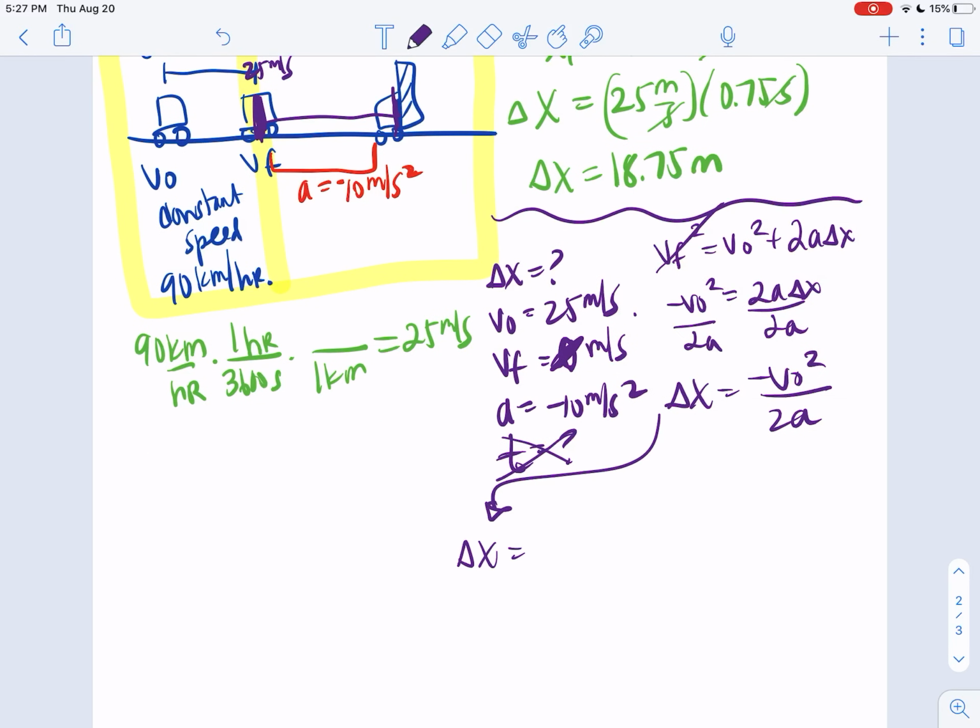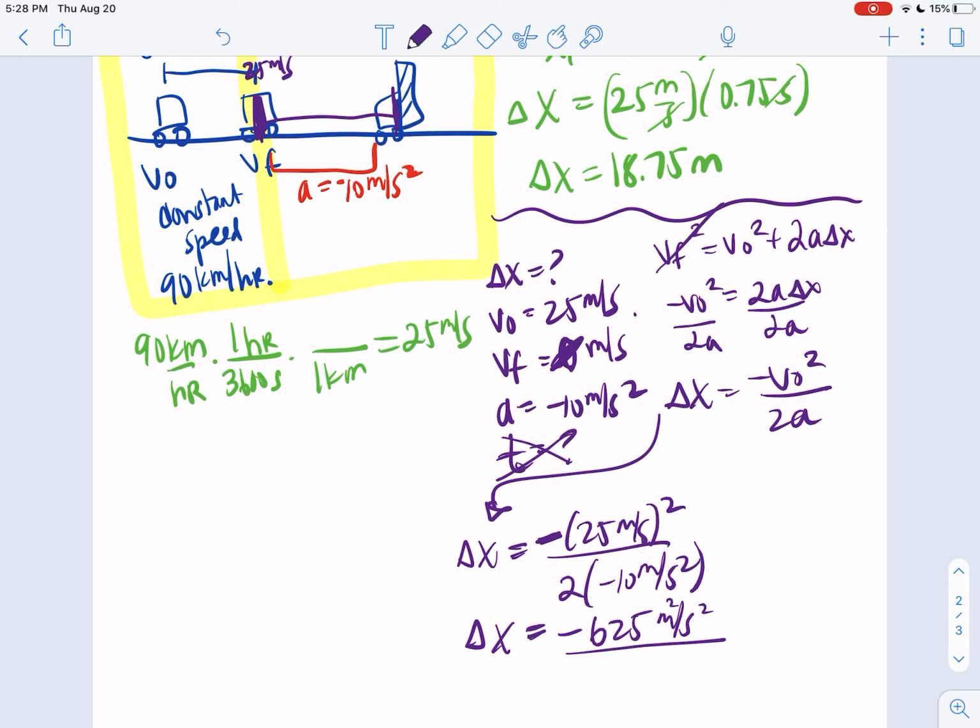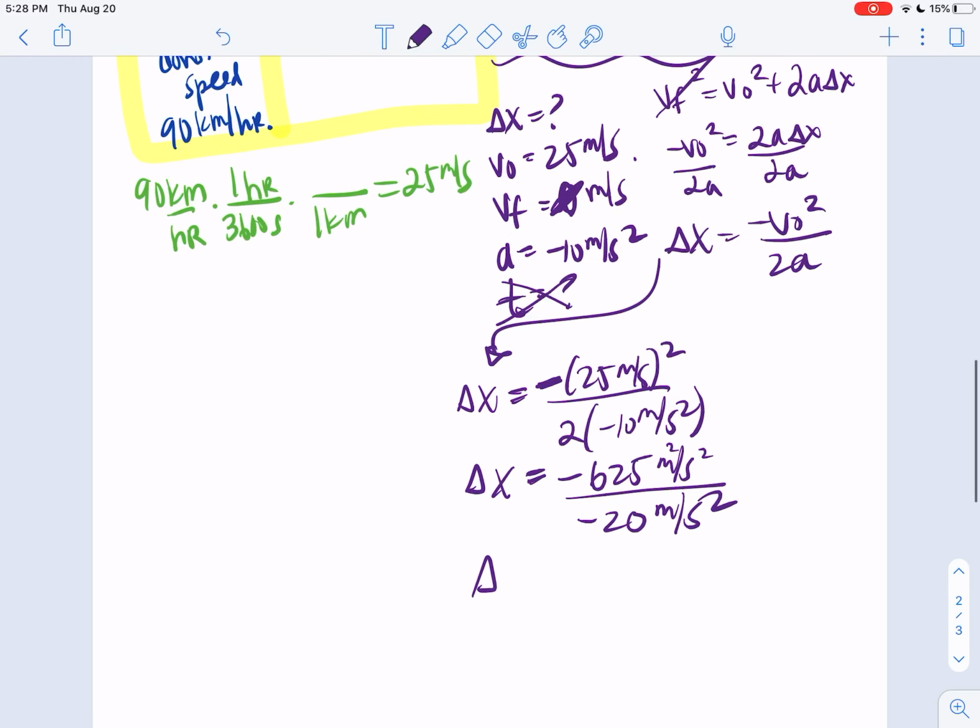Okay, so now delta x equals -25 meters per second squared over 2 times -10. Okay, now this negative, right, came about because I moved it to the other side. So that doesn't square out, right? If the velocity was negative, that would have squared out, but this one does not. Okay, so this is going to be negative 625 meters squared per second squared over -20 meters per second squared. Okay, and take a look at the units, right, and see how those units are going to cancel out to be meters.